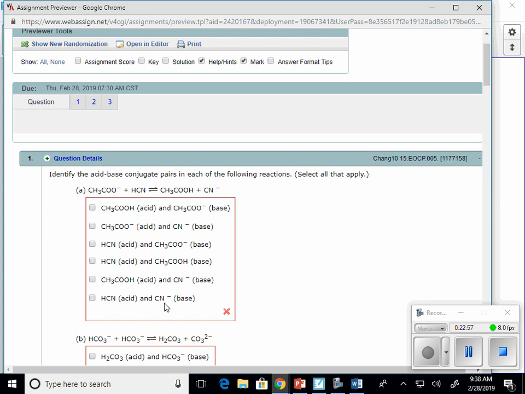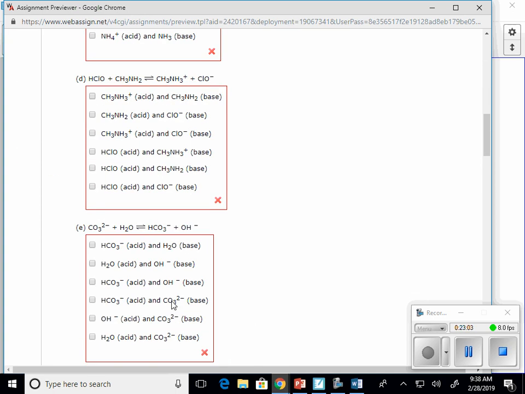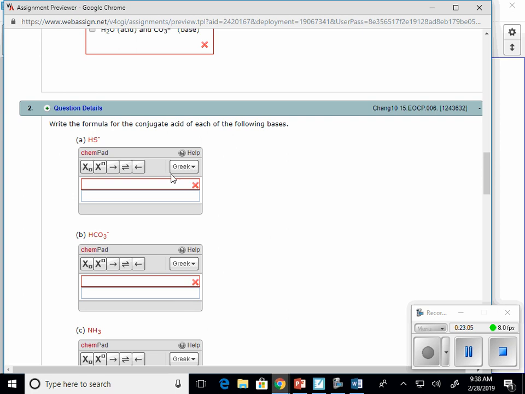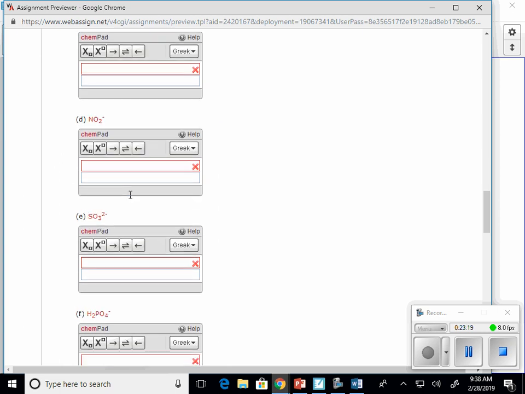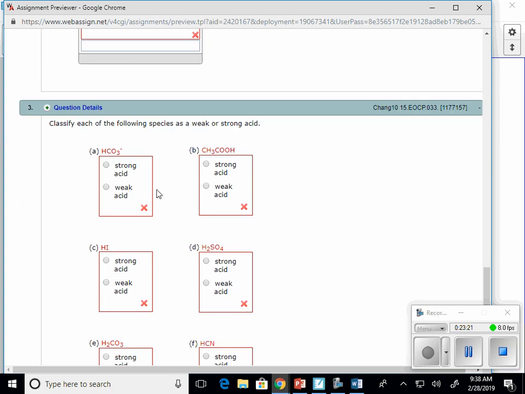I apologize that WebAssign did not use the adjective conjugate for this. Although I believe after the first question, it's going to ask you to type in the formula of the conjugate acid. Make sure we subscript if we have to, superscript if we have to. So formatting is an issue sometimes with this. You had issues with sig figs last time. Now it's how you type in stuff. And then the last one is just identifying, do you think this is strong or weak? Okay?